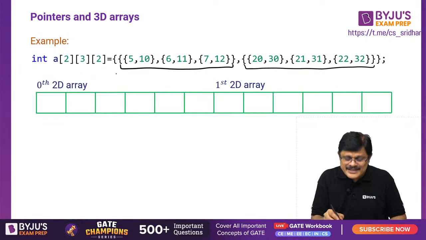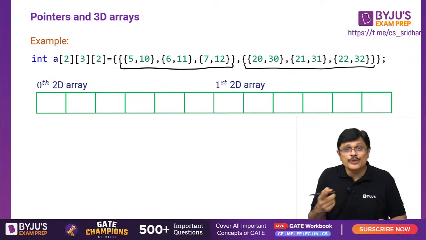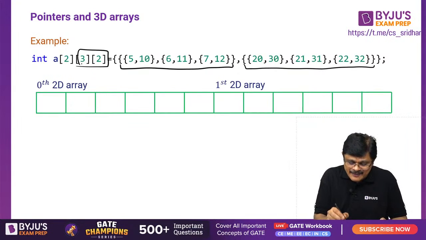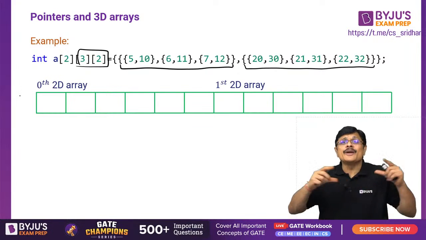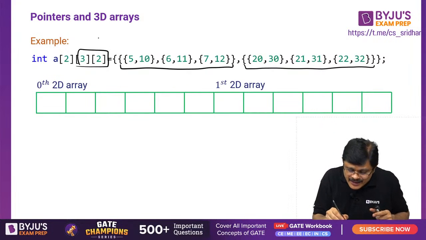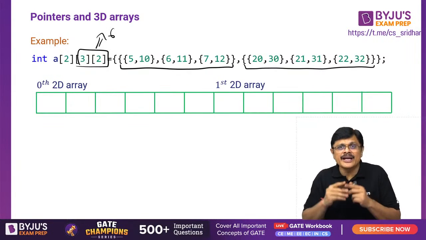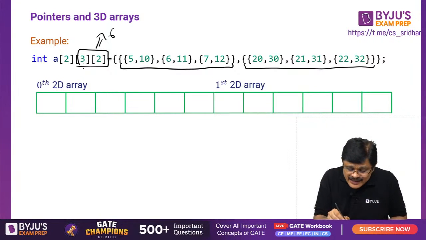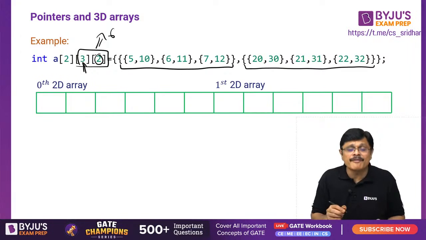Now within this there are 1D arrays. Within the 2D arrays obviously there will be 1D arrays, because each one is of size 6 elements. So you can see how many elements are there in first 2D array? 6 elements. Second 2D array, 6 elements. In each 2D array, how many 1D arrays are there? 3 1D arrays are there, each of length 2.